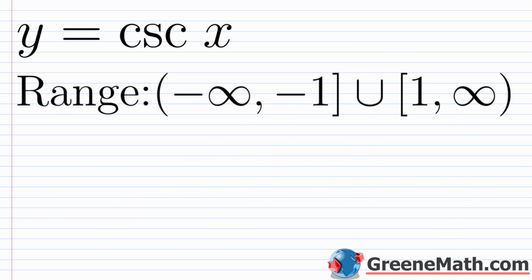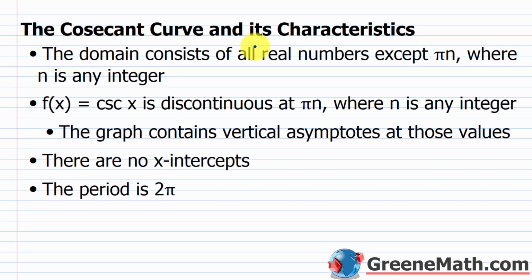So just like we saw with the secant function, the range here is going to be from -infinity to -1, where that's included, and the union with 1 going out to +infinity. So you don't have any y values between -1 and +1. All right, let's spend a little bit of time looking at the characteristics of the cosecant curve.